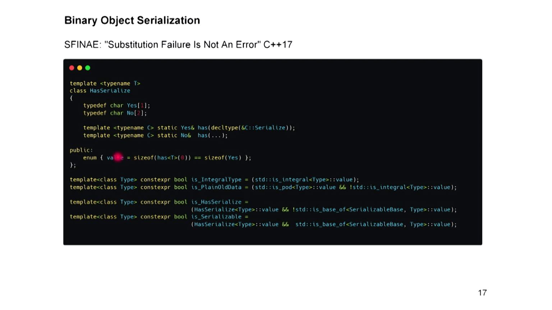So when I call it with has serializable of this type, it interrogates what this value is, and the value is either true or false, depending on whether this is the same size as a yes or not. That is a magic thing that I only discovered 5-6 months ago. And there's lots of people who point out how to do it on the internet, and most of them are wrong about the best way to do this.